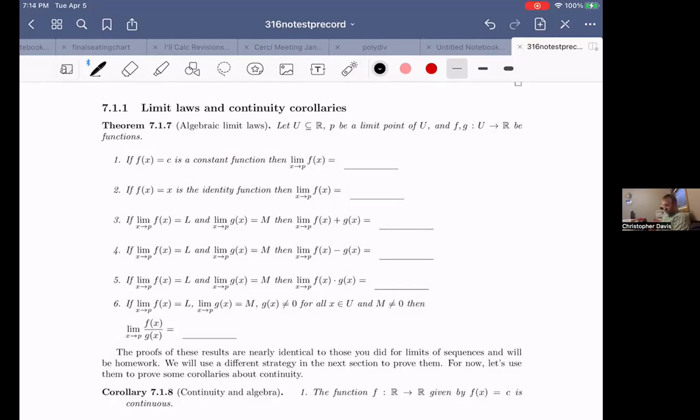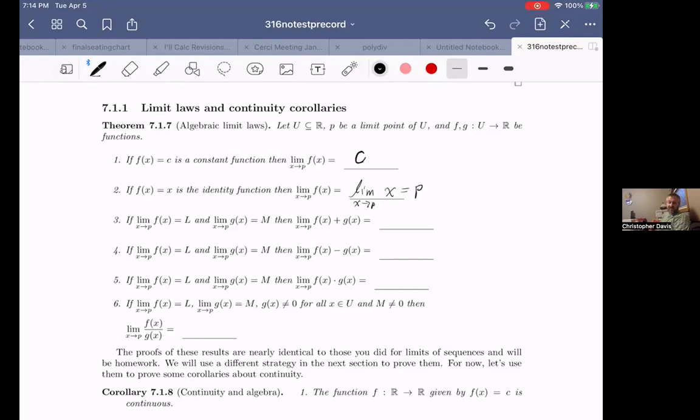If f of x equals c as a constant function, then the limit of that constant function is c. If a function is always equal to c, then as x approaches p, that constant function gets close to c. If f of x equals x is the identity function, then the limit as x approaches p of that function is p. Maybe I should add another line there. What does this really say? This says the limit as x approaches p of x is equal to p. As x gets close to p, x gets close to p.